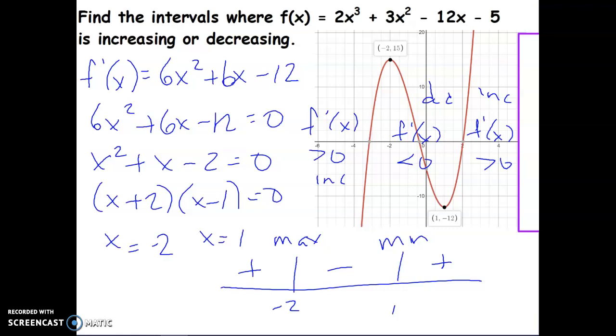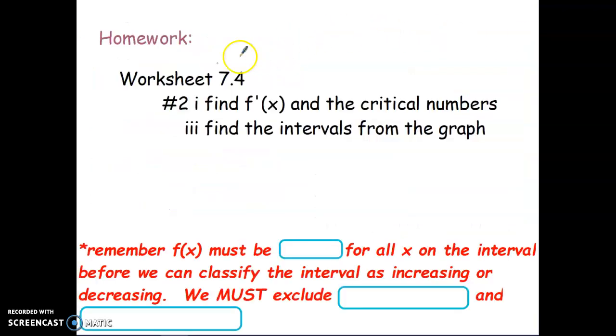Okay, so for homework, I want you to work on section 7.4, number 2. Do I and II, skip III for right now. We'll focus on that some more tomorrow. So for I, find the derivative and the critical numbers. Put the graph of the original function in your calculator and then find the intervals from the graph in your calculator, looking at how they match up with the values of the critical numbers from your derivative.